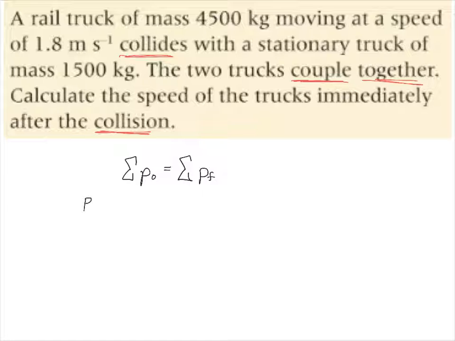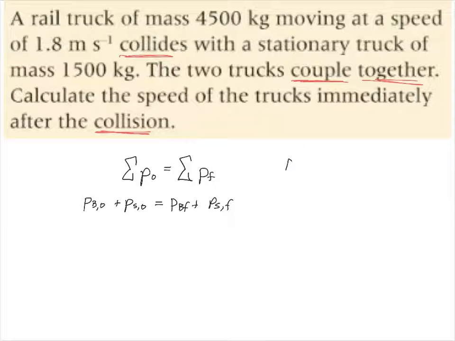So I've got the momentum of the big truck initial, that's my 4,500 kilogram truck, plus the momentum of my small truck initial will equal the momentum of the big truck final plus the momentum of the small truck final. From there, I'm ready to start putting some numbers in. Notice that I went ahead and wrote it out and made sure I have everything available. Then I'm going to start putting the numbers in.